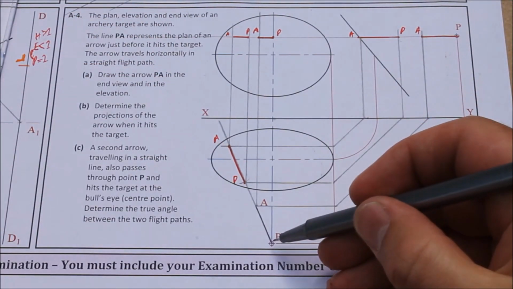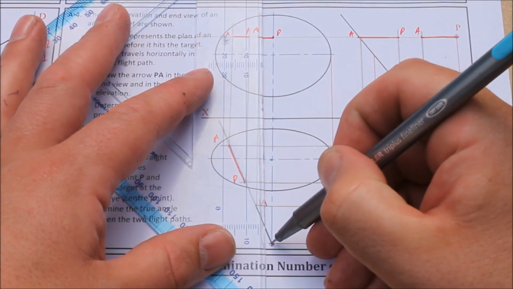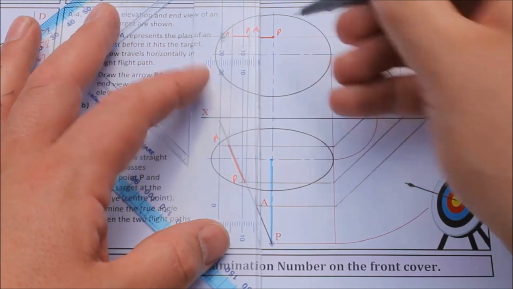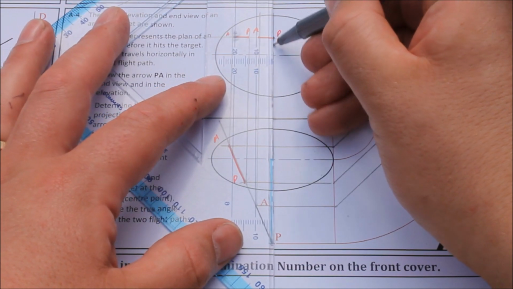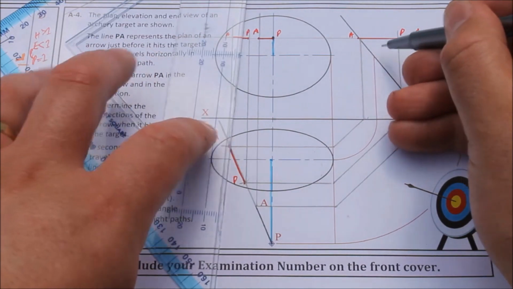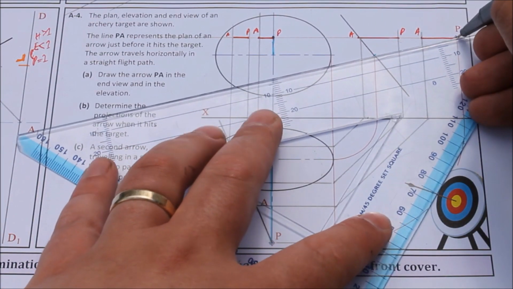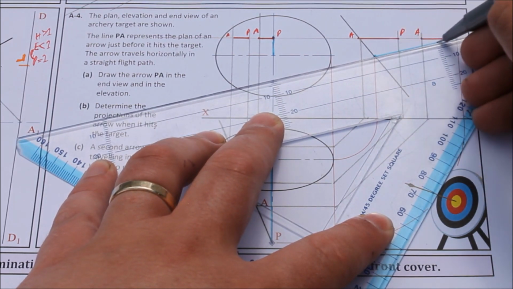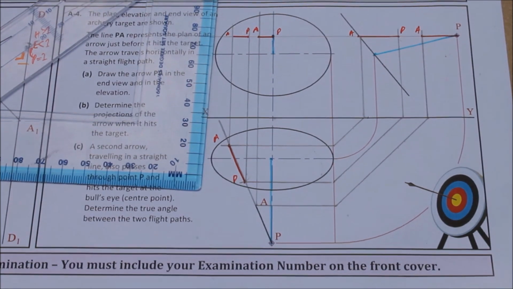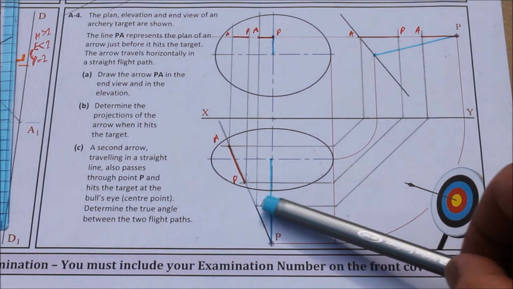So it travels from point P in a straight line and it hits the center. So this is the flight path in plan, and same in elevation, because that's our point P, and you're looking straight at it. And then this is our center point here in the end view, and it goes through point P. So that was the flight path in the end view. Now, straight off the bat, it looks like they're trying to catch you out, and you go, well, sure, that's the angle there in between the two of them.